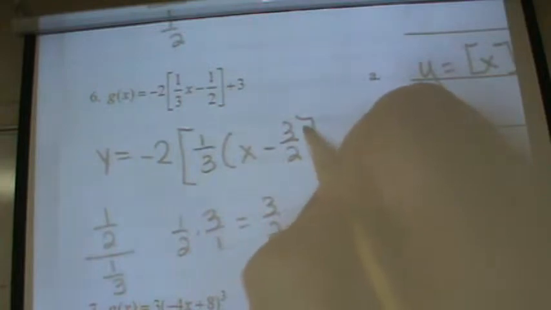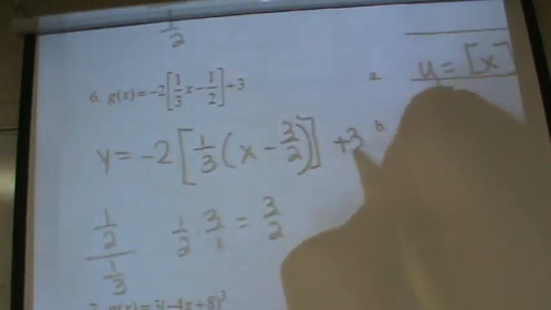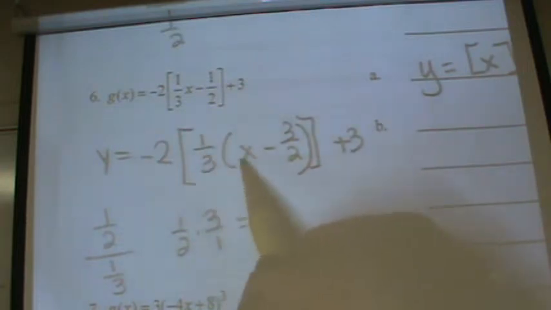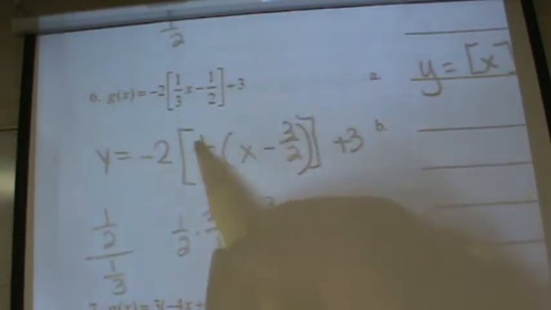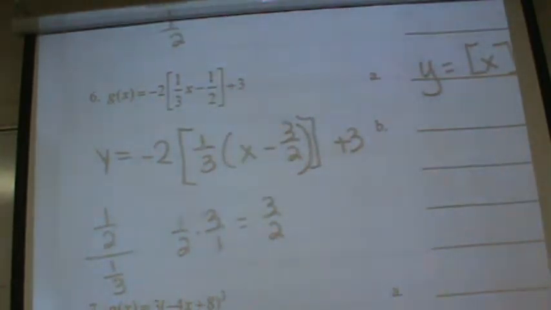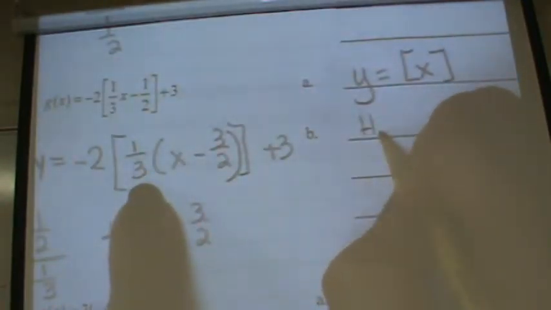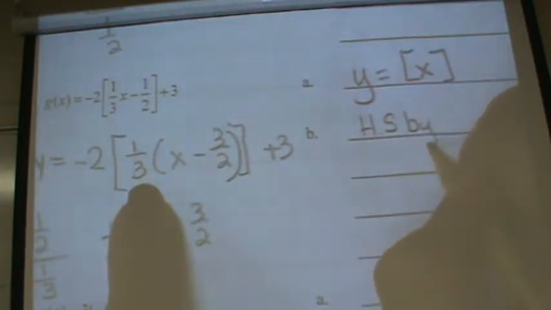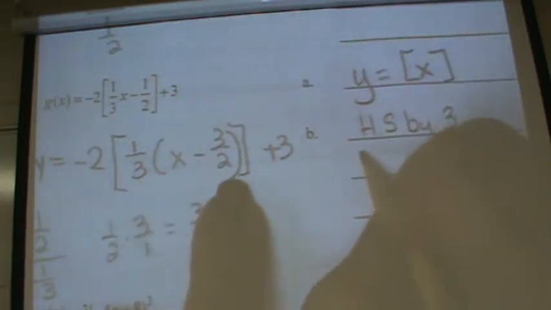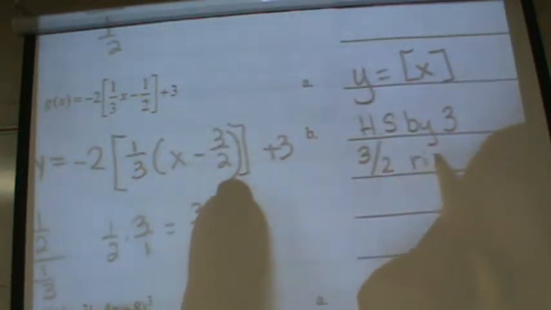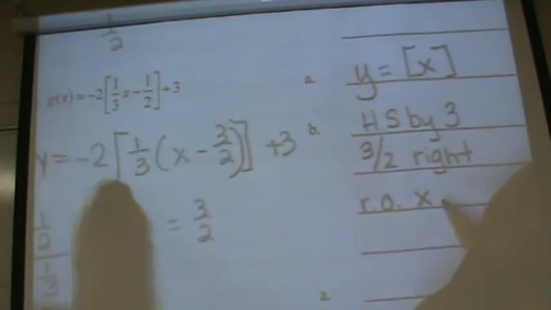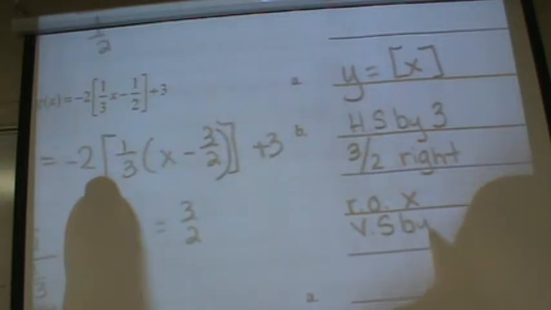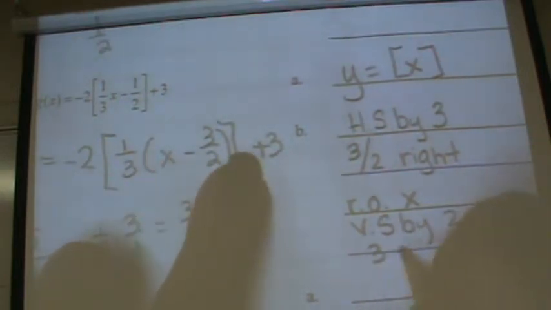Now I always double check my math to make sure. If I were to distribute 1/3 times x, I get 1/3 x. And then what's 1/3 times negative 3/2? These 3's cancel and you have negative 1/2. So it worked. So here we go. What's our first thing? Flip this. And you're going to have a horizontal stretch by a factor of 3. 3/2 units to the right. Reflection over the x. Vertical stretch by 2 and 3 up.